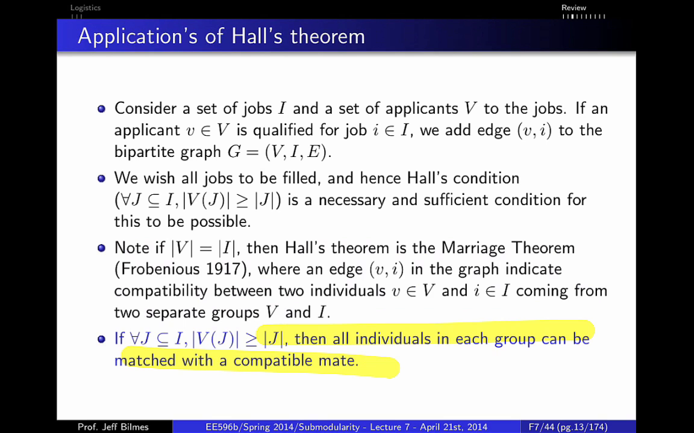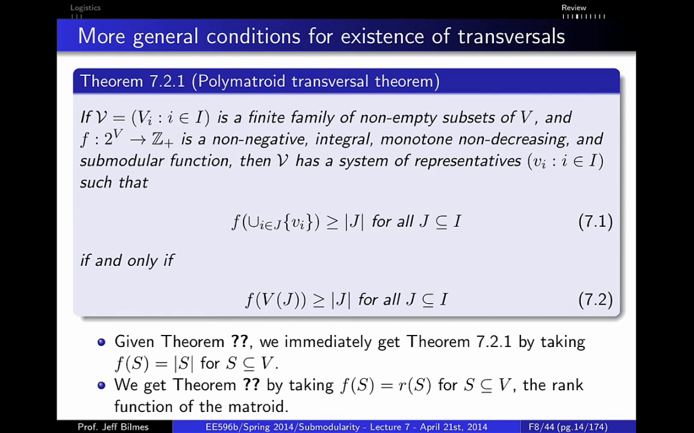Any questions on that? So those are some applications. Basically, it has to do with matchings, like the existence of matchings, or the existence of semi-perfect matchings where the right-hand side is completely fulfilled. Okay. Now, what we proved was the polymatroidal transversal theorem, which was a little bit more general.